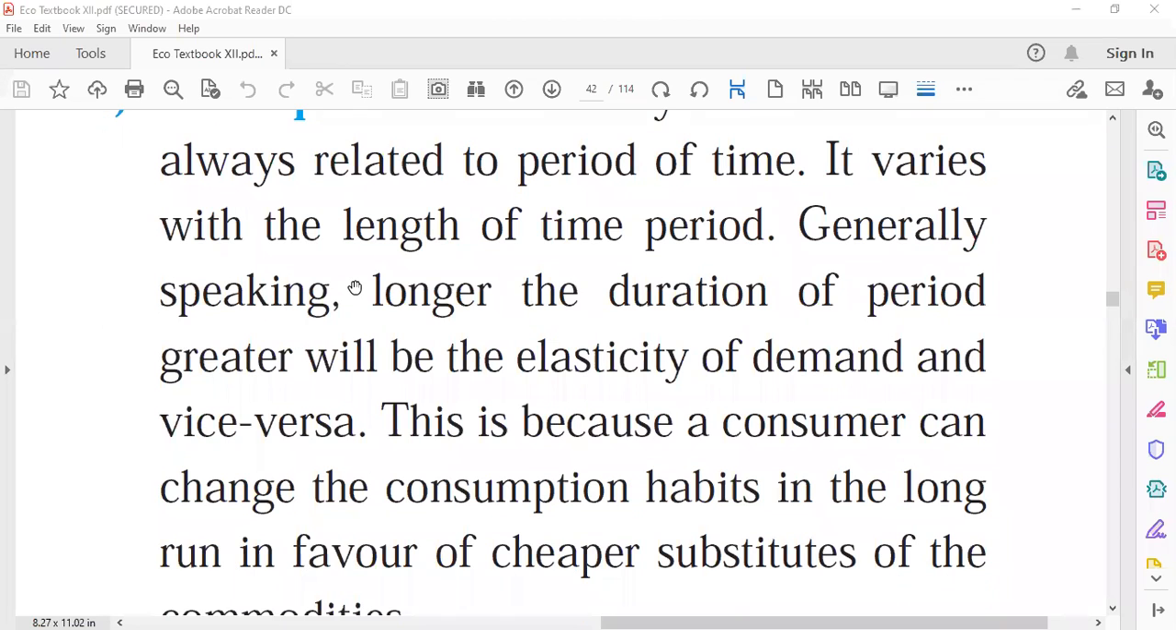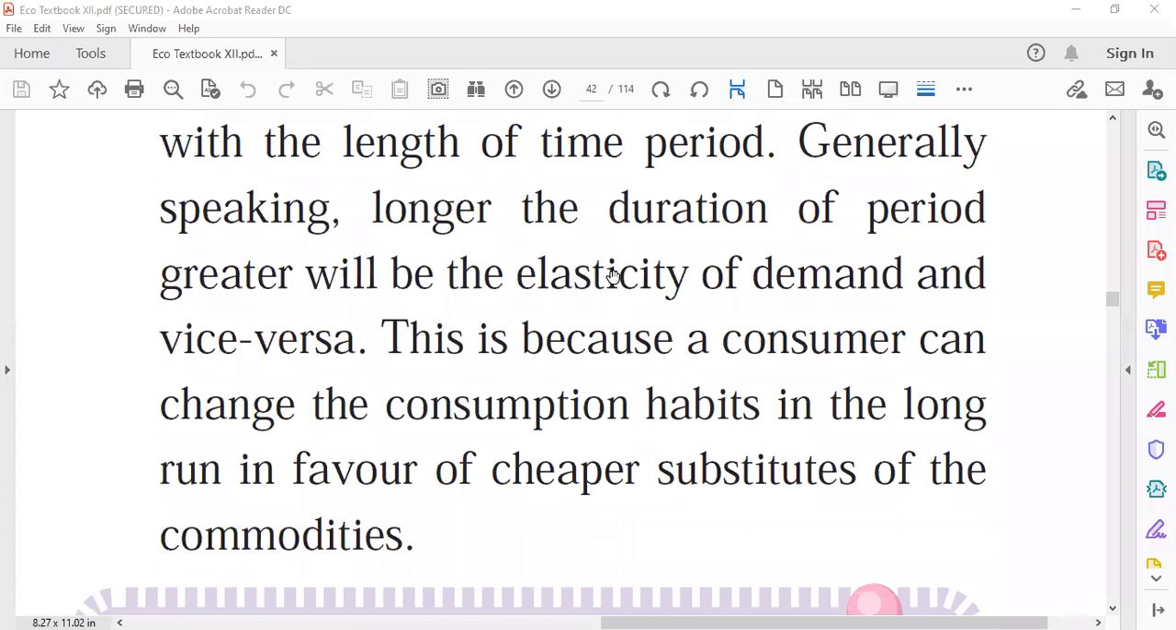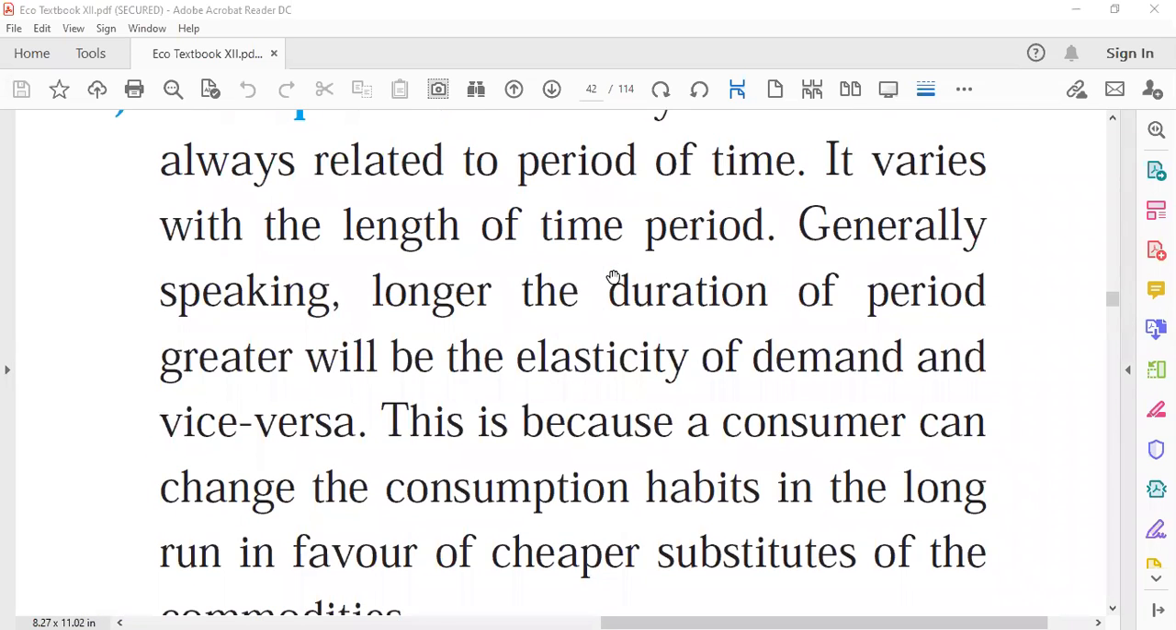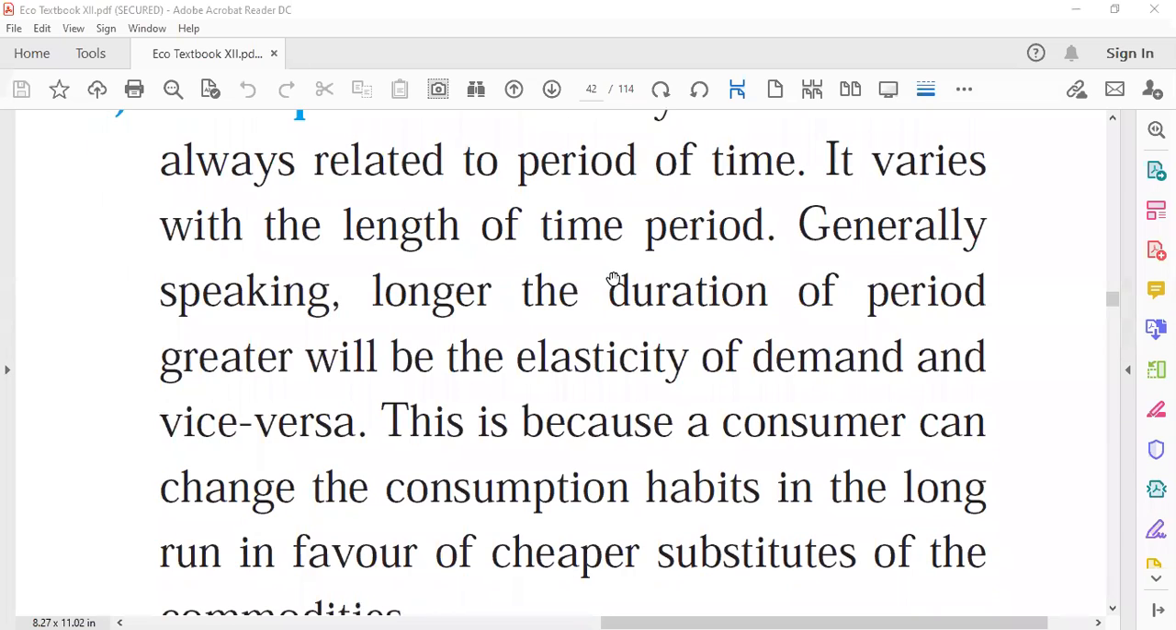But in a shorter time period, there is no such possibility, and therefore the demand for these commodities remains relatively inelastic. There is no possibility in a short period that the consumer's preference may change. So in a longer period, demand is elastic, but in a short period, demand is inelastic. So these are the factors which determine the elasticity of demand.